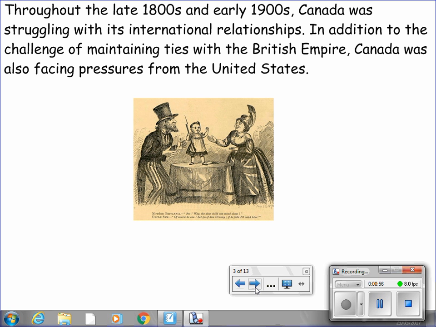Throughout the late 1800s and early 1900s, Canada was struggling with its international relationships. In addition to the challenge of maintaining ties with the British Empire, Canada was also facing pressures from the United States. You can see this in political cartoons of the day, where Uncle Sam represented the United States, and an English woman represented the British Empire. Canada, being a very young, not fully independent nation, was often portrayed as the innocent child caught in the middle of these two adults wanting to have their control.